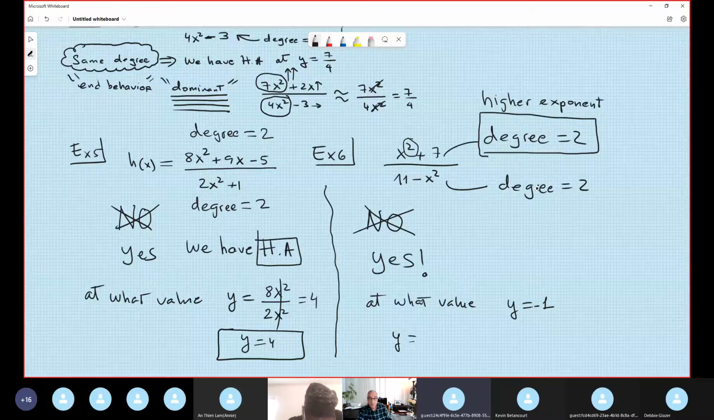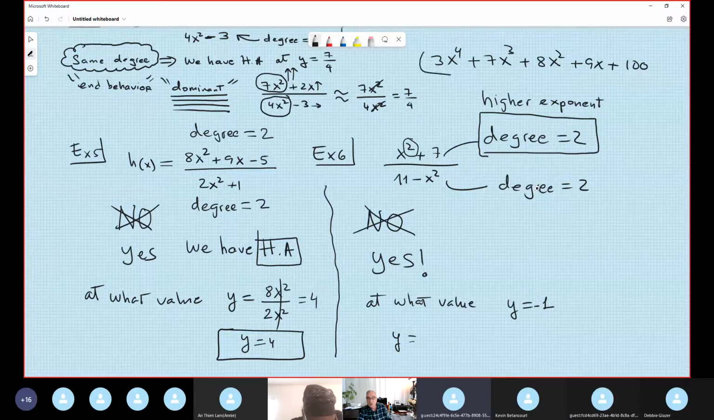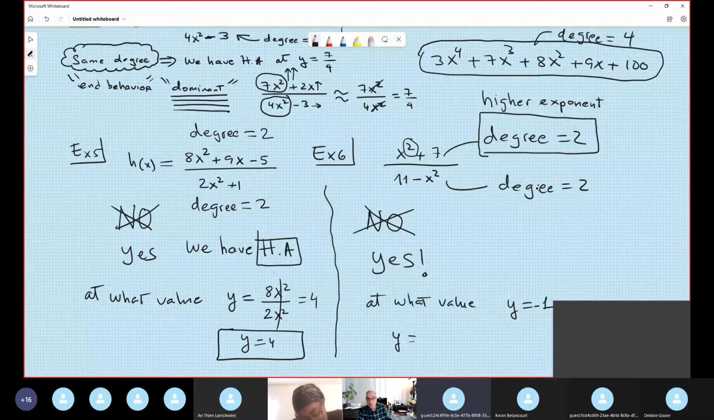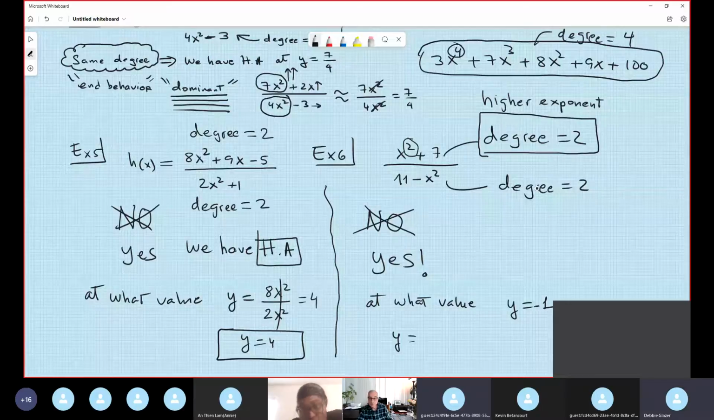Suppose you have 3x to the 4th power plus 7x to the cubic power plus 8x to the 2nd power plus 9x plus 100. What is the degree of this polynomial? 4. Where does this 4 come from? The highest one. Got it.